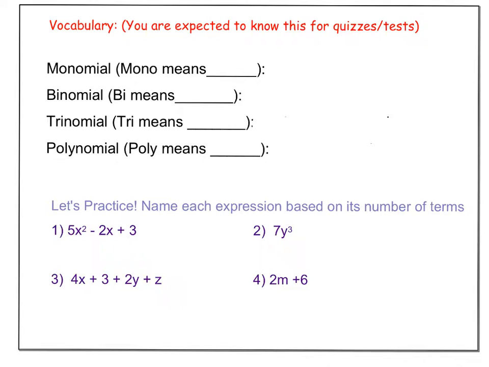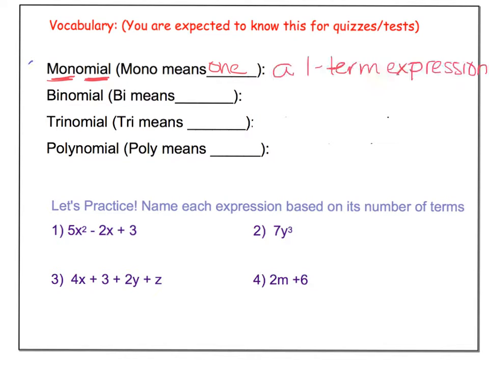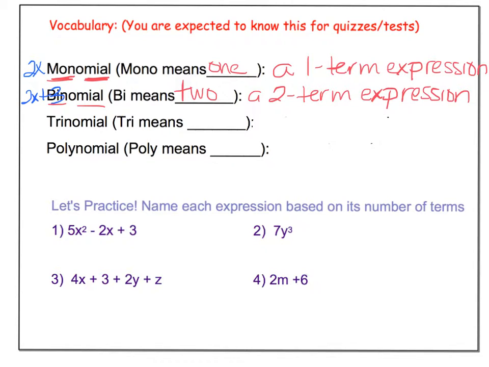The word is monomial. And mono, hopefully you know in real life already means the word 1. And so when we translate that to math, what we really mean is a one-termed expression. Nomial means term. So mono is 1, nomial is term. An example of that might look like 2x. Binomial, think of bicycle, and bi means 2, and so in math it means a two-termed expression. And that may look like 2x plus 3.